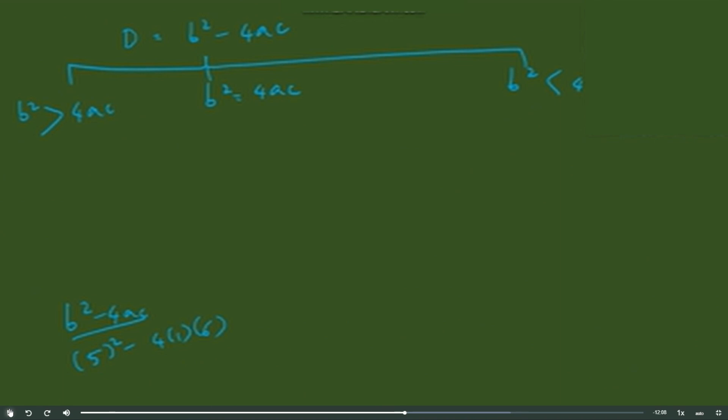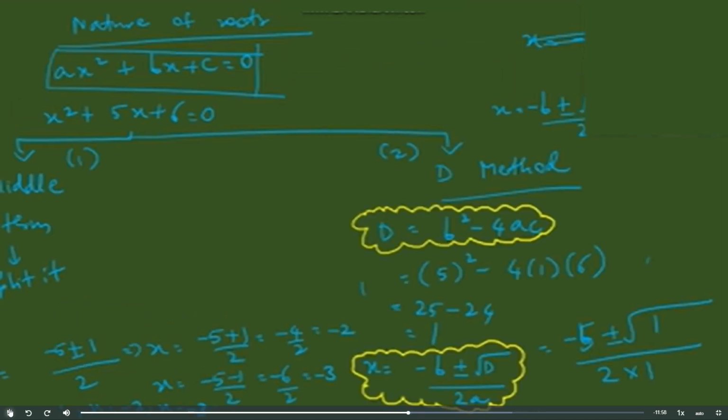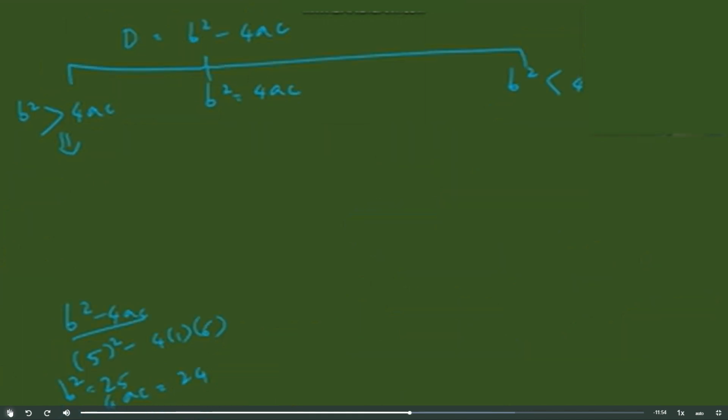There b square is 25, 4ac is equal to 24. So b square is more than 4ac here. So in that case, what happens? D value is positive. It is 1, right? So D is a positive number in this case.